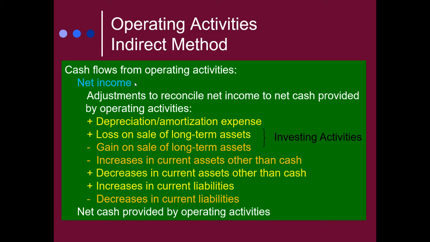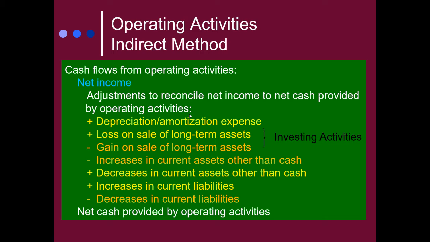Then you will have to write down this wording. Start with net income and then write down: adjustment to reconcile net income to net cash provided by operating activities. You have to put this wording because this is the format. And then start to add and deduct the items that are related to the operating activities.